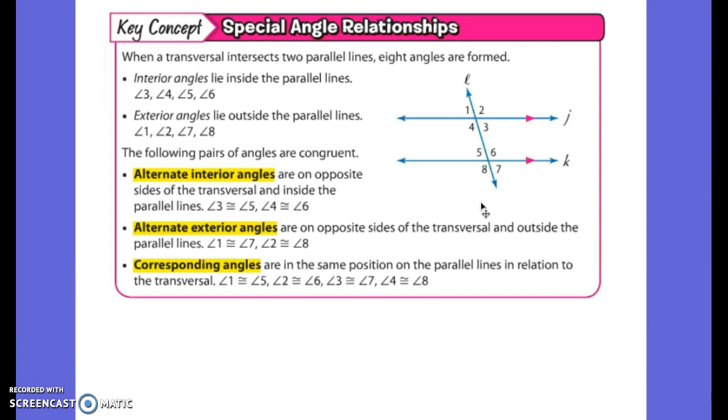And then corresponding means in the same position on the parallel lines in relation. Angle 1 and angle 5 lay in the exact same position just on a different line. They're both on top of their parallel lines. They're both on the same side of the transversal. 2 and 6, same thing. 3 and 7, and then 4 and 8. So all of those would be the same measures.